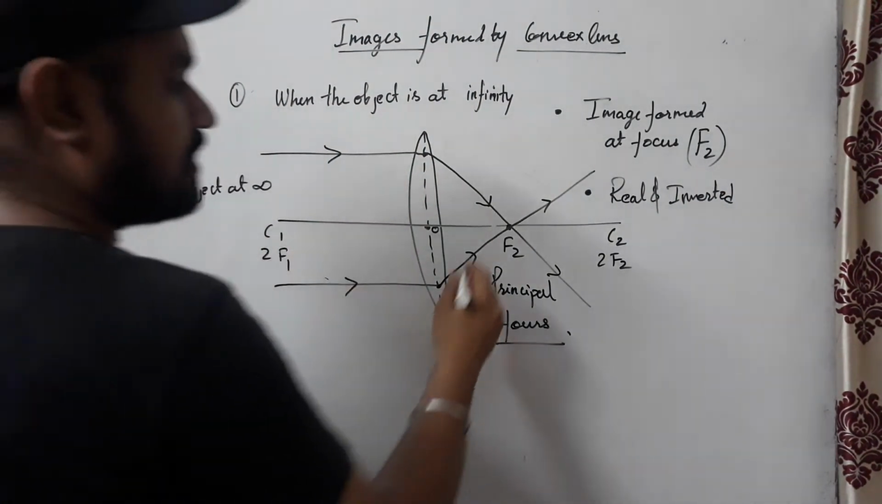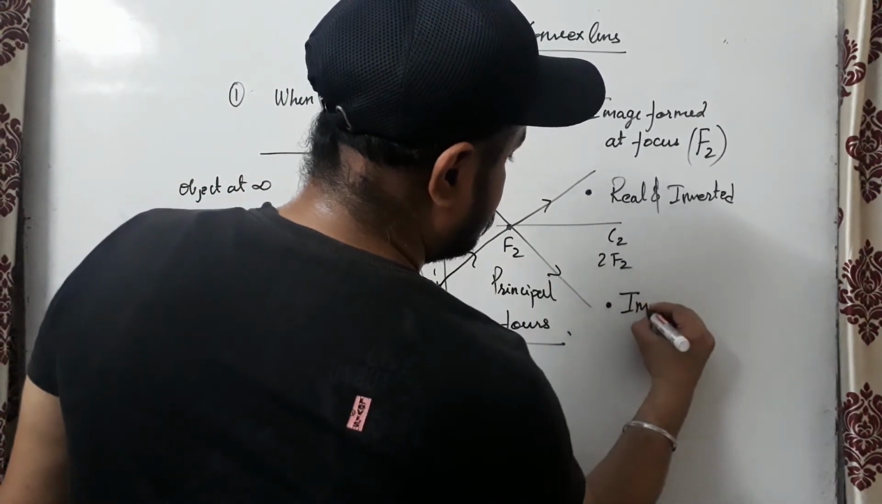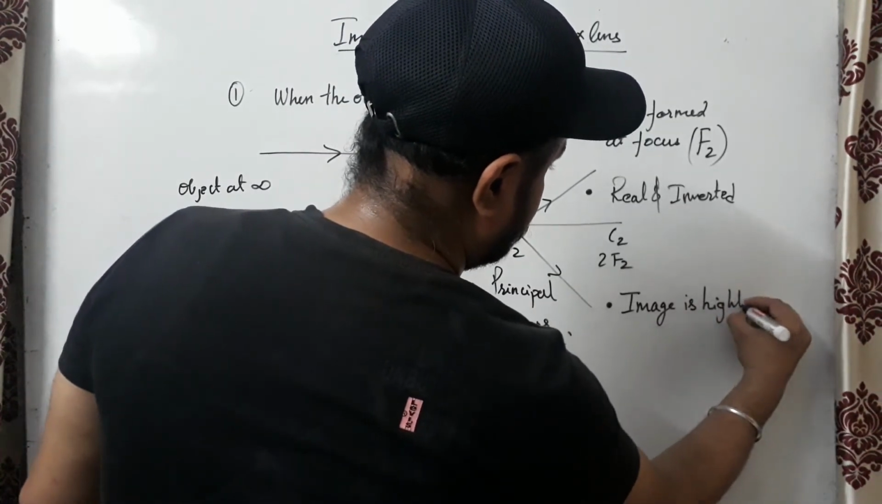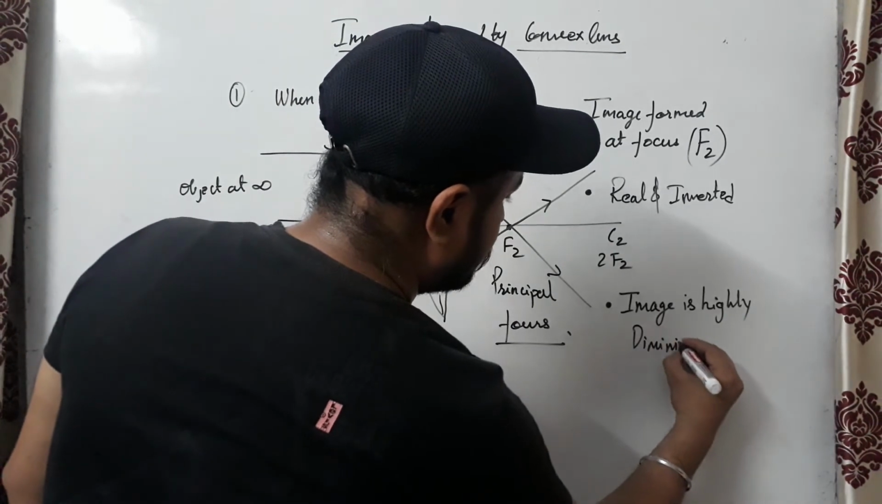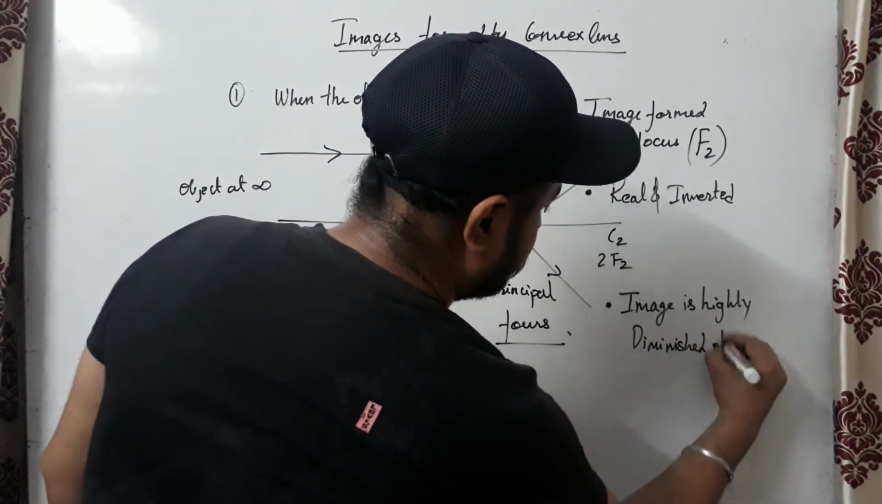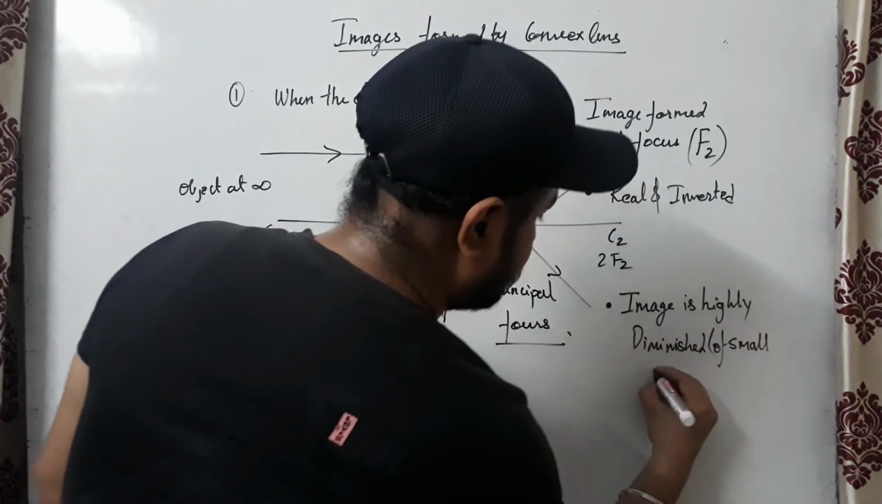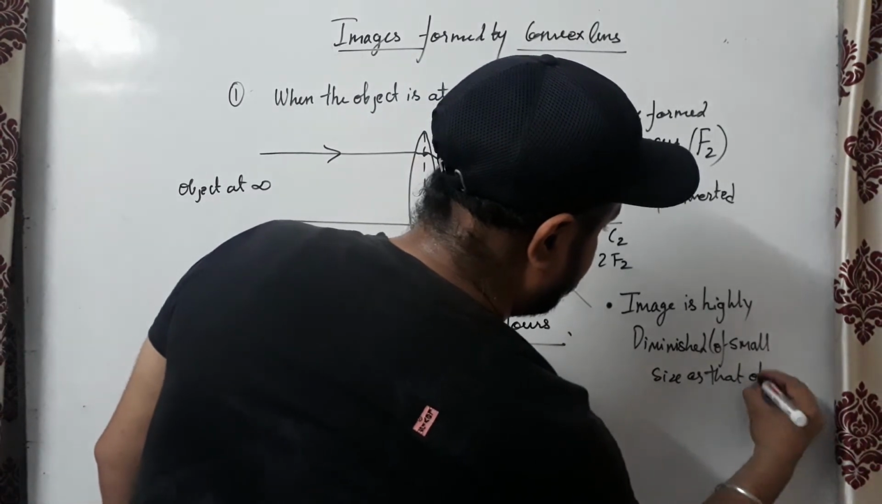And the third characteristic of this image is highly diminished. Diminished means of small size, of small size as compared to the object.